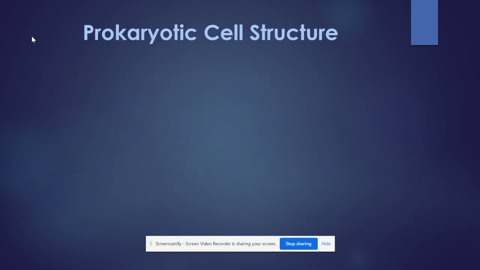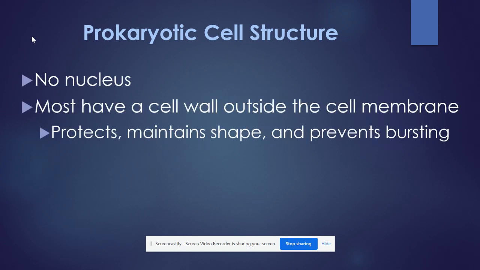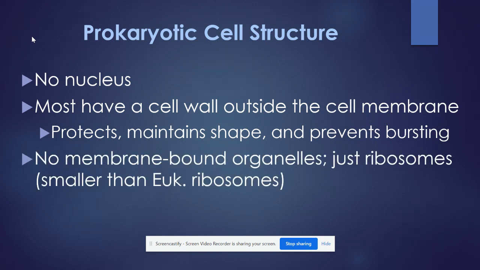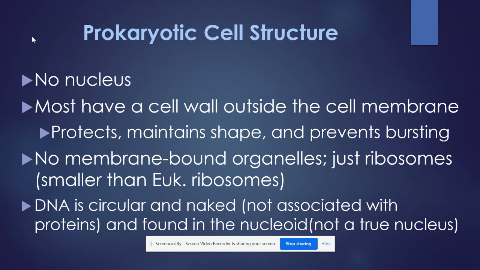All right, prokaryotic cell structure. You should practice drawing these. No nucleus. Most cells have a cell wall outside of the cell membrane, and that protects the bacterial cell, maintains shape, and prevents bursting. There's no membrane-bound organelles. The only organelles they have are ribosomes, and those are free-floating in the cytoplasm. And they are smaller than eukaryotic ribosomes. DNA in prokaryotes is circular and not associated with proteins, and that's referred to as naked DNA. And it's found in a nucleoid.